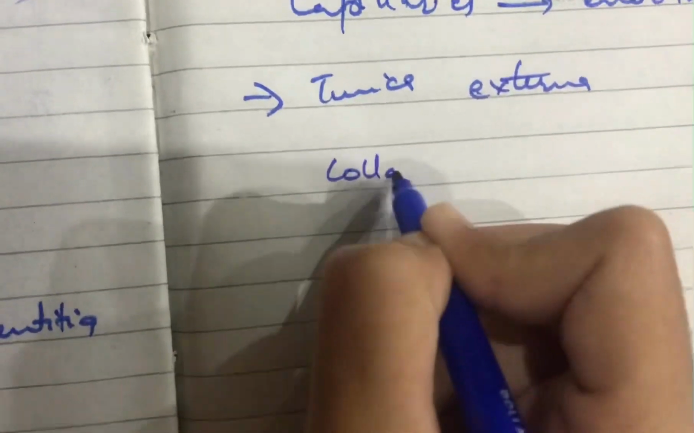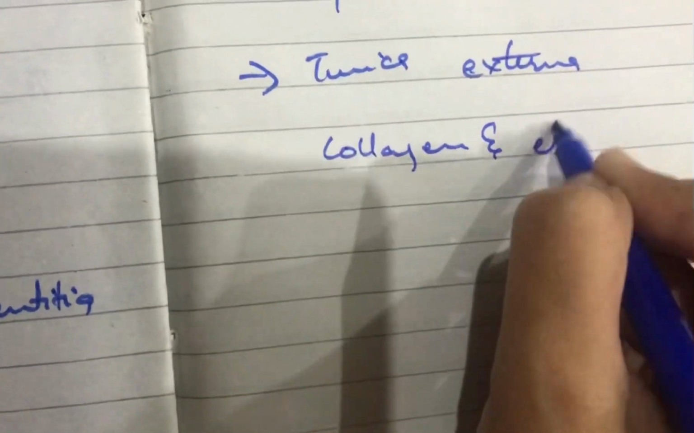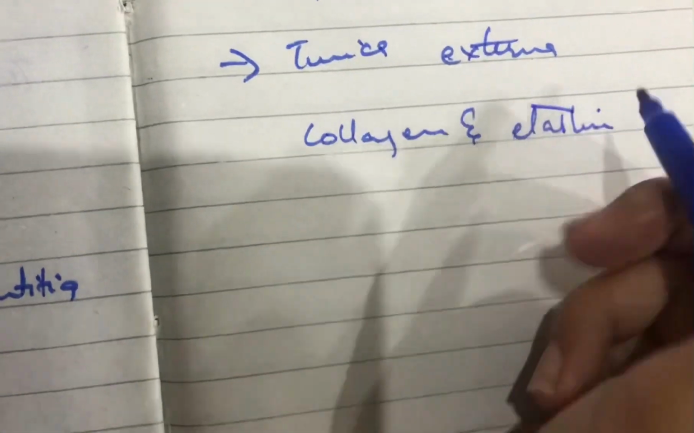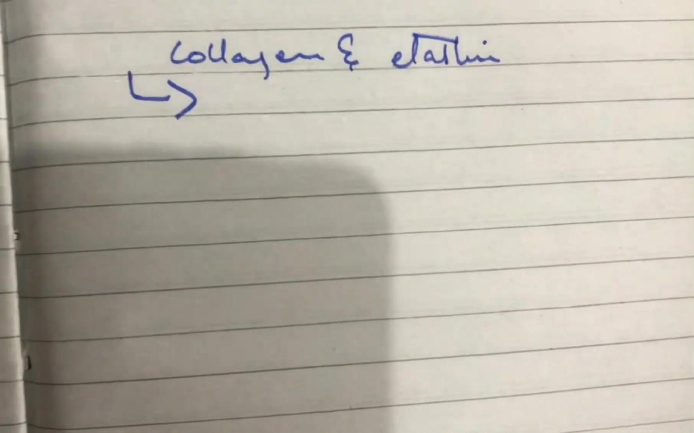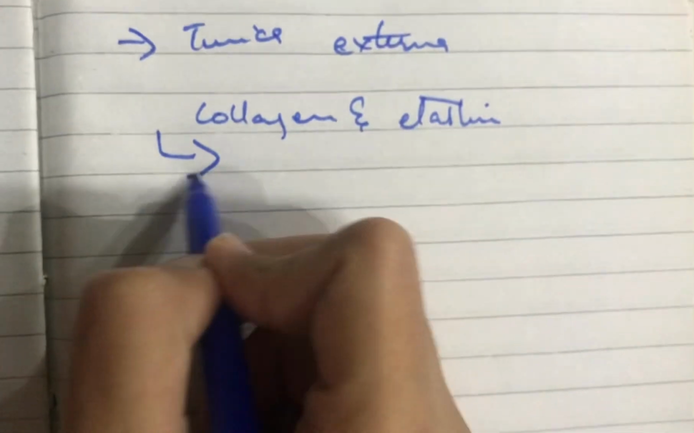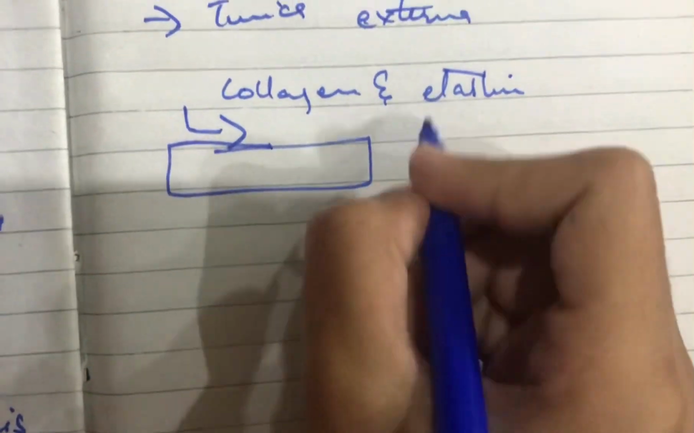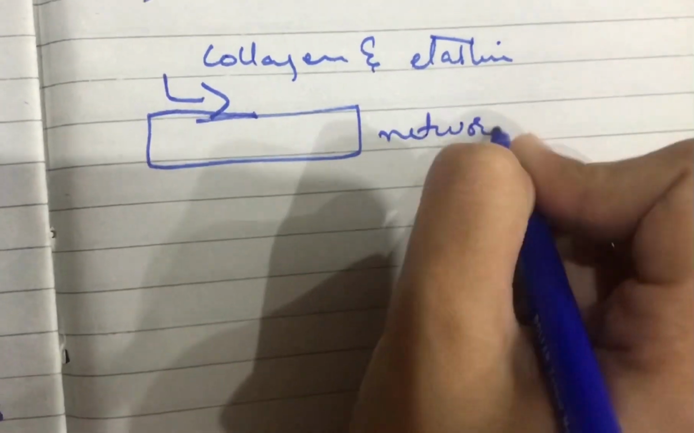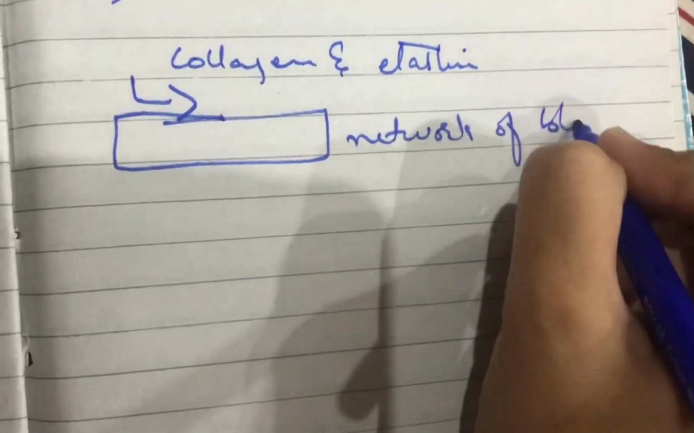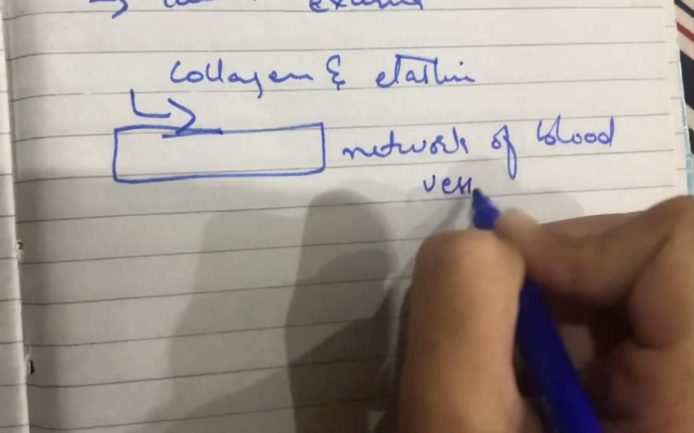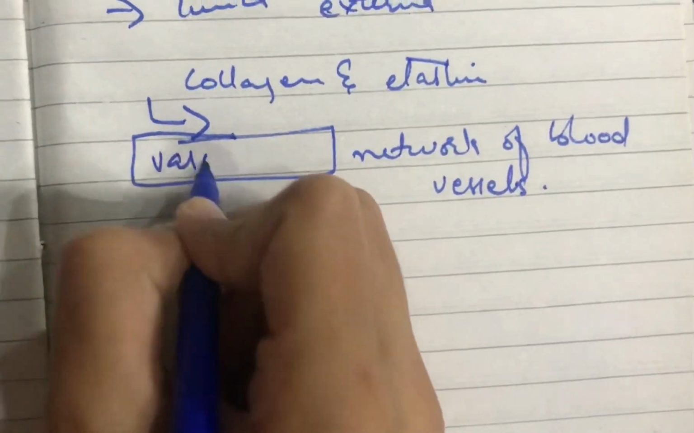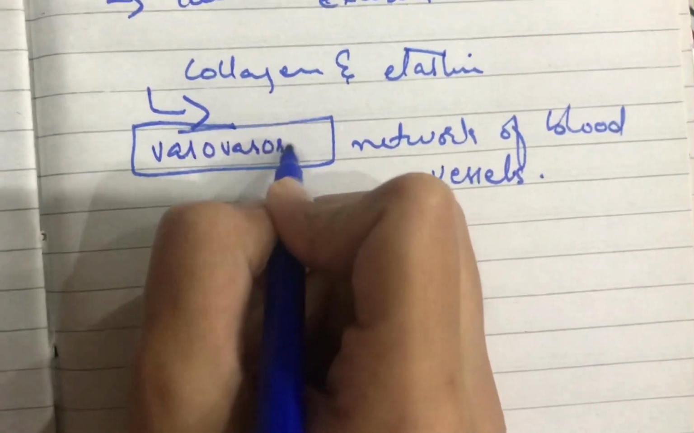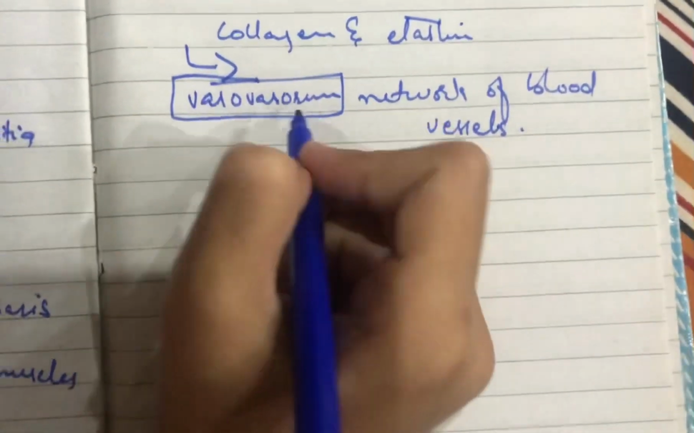It is collagen and elastin, as you know. So collagen and elastin means it provides elasticity and strength to blood vessel walls. Like here we are having a network of blood vessels that is called vasa vasorum. Here a network of blood vessels is present.